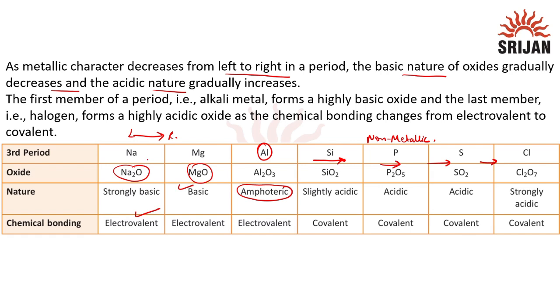Here the bond between the oxygen and the element will also change, because at the start of the period the bond is electrovalent, or we can say ionic bond, but as the oxides become acidic the bond also changes due to the non-metallic character, because non-metals form covalent bonds, right. So here the bond changes from ionic to covalent. You can see here the trend in the change of the reaction.